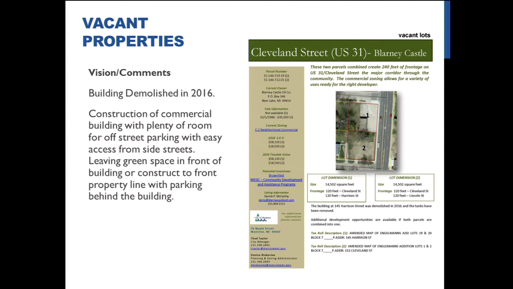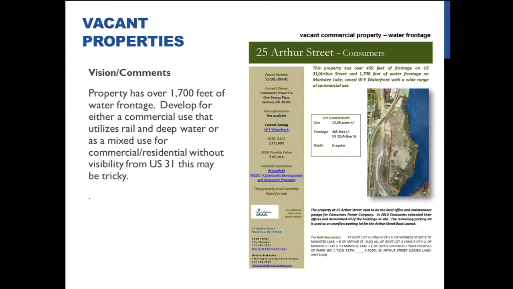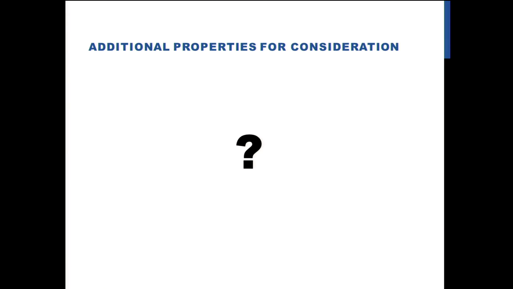Then we have some vacant properties on US 31. That's where the Blarney Castle used to have a gas station. They actually demoed the building, so now there are 2 nice large lots on US 31 that would be available for development. And then we have the Consumers property. So those are the properties.